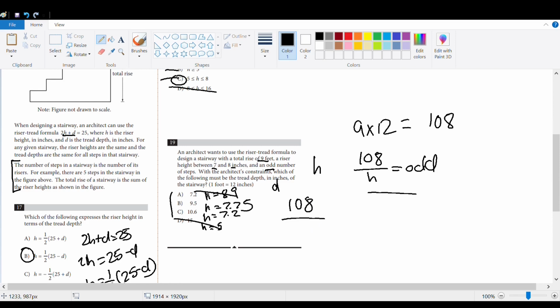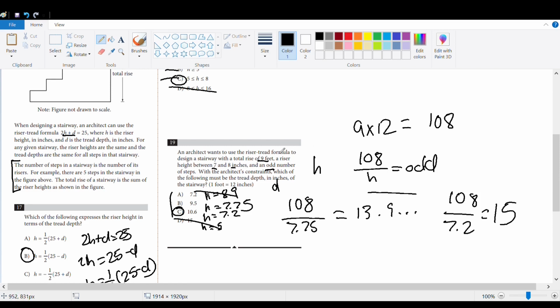By 7.75, that's not an integer, so that's not an odd number. Now let's do 108 divided by 7.2. And well, that is an odd number, so it's going to be C. And here, there's an example of how you could just plug things in and see what works.